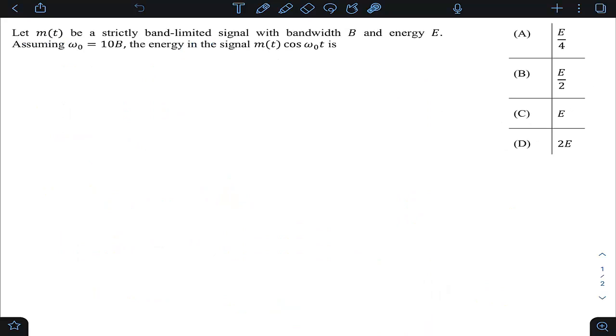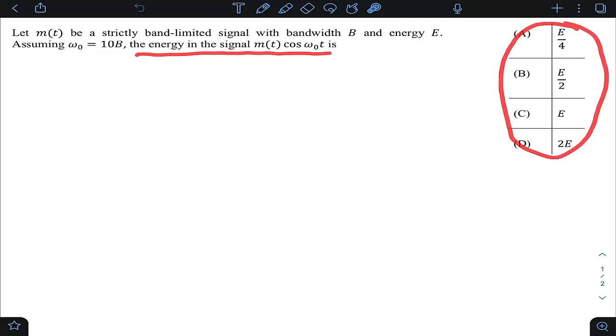This is from signal and systems, related to the continuous time Fourier transform topic. The question is: let m(t) be a strictly band limited signal with bandwidth B and energy E. Assuming omega naught equals 10B, the energy in the signal m(t) cos(omega naught t) is. So these are the options they have given.